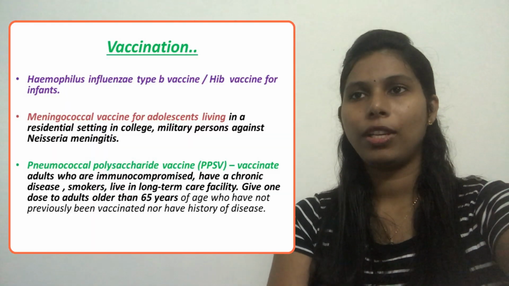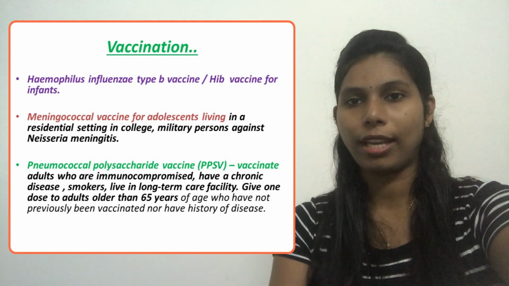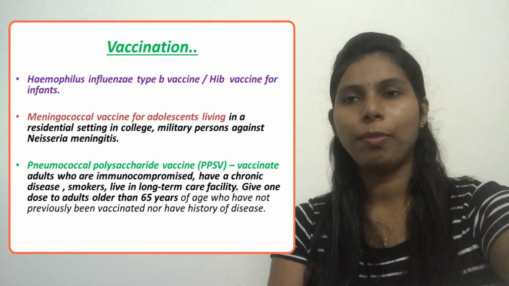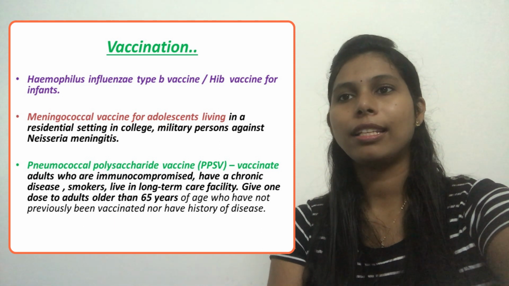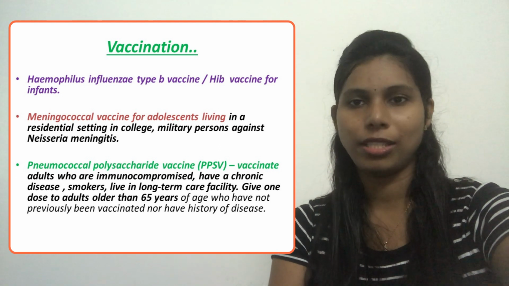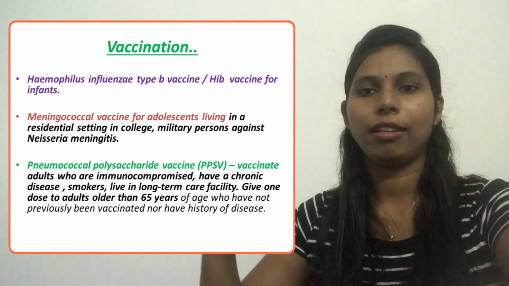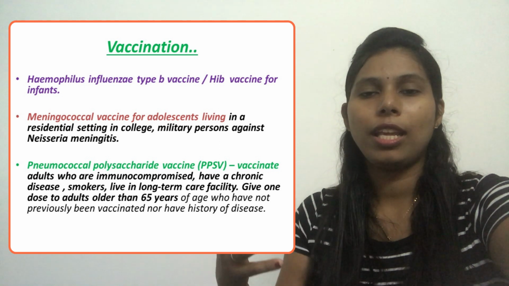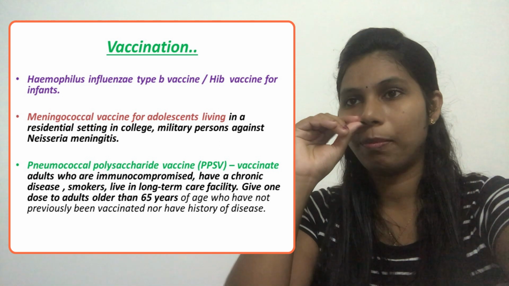Then vaccination is an important point. There is the Haemophilus influenzae type B vaccine, or HIB vaccine, for infants. Another vaccine related to meningitis is the meningococcal vaccine for adolescents living in residential settings such as college, or military persons, against Neisseria meningitidis, because the chances of getting Neisseria meningitidis are higher when they are living in such residential settings. To prevent that, they should receive the meningococcal vaccine.